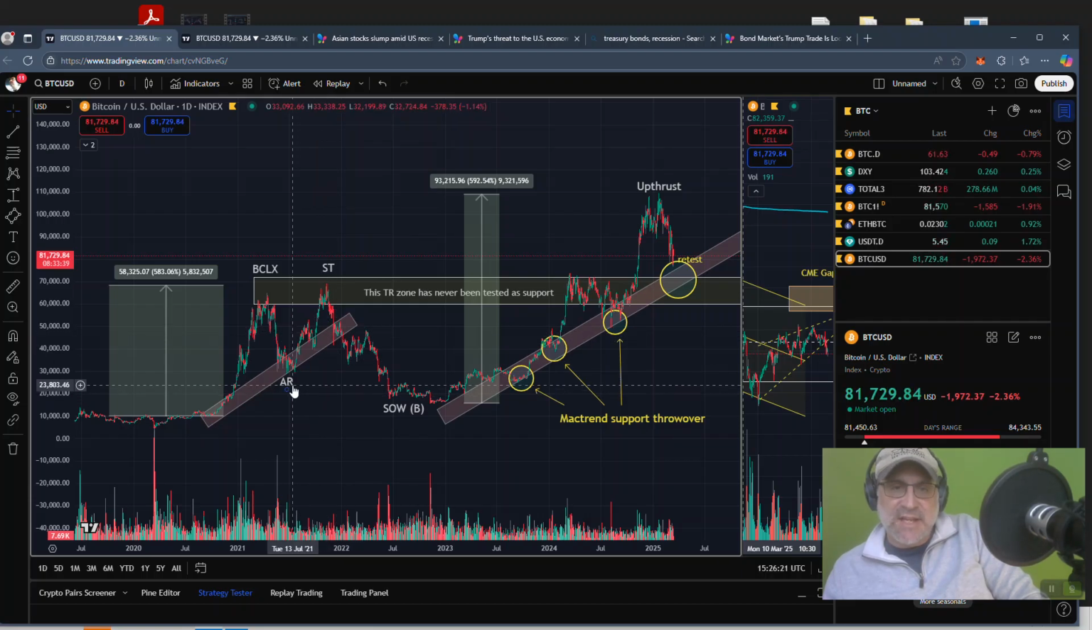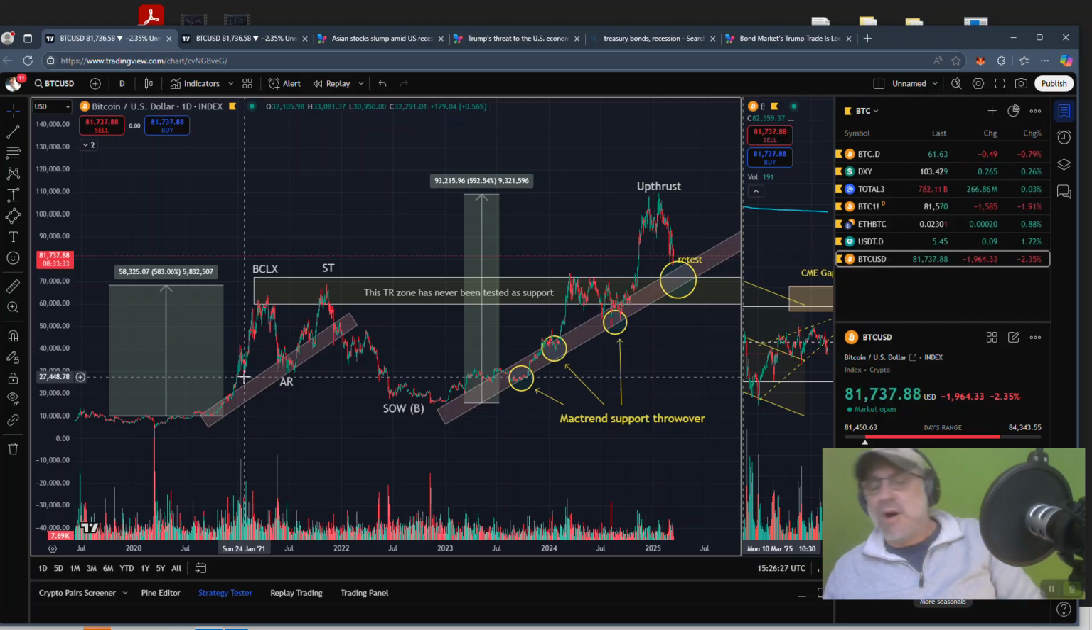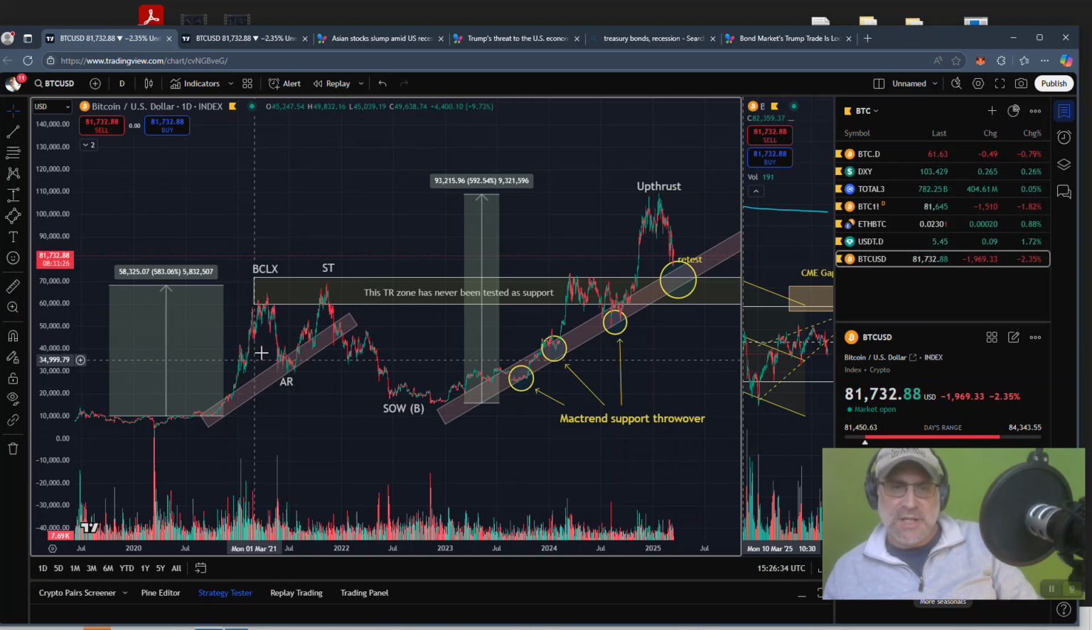So we kind of have a head and shoulders pattern, a very well known price action pattern that many of you know. Head and shoulders. You can call it head and shoulders, but really it's a Wyckoff.